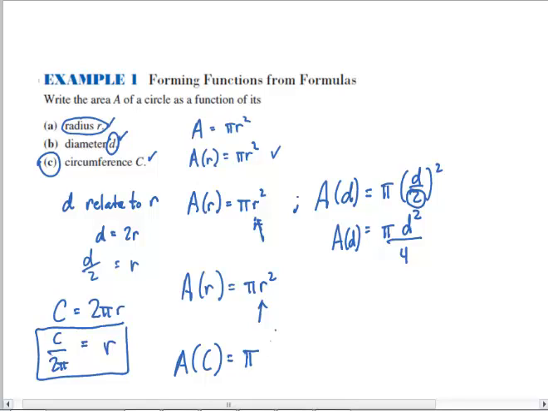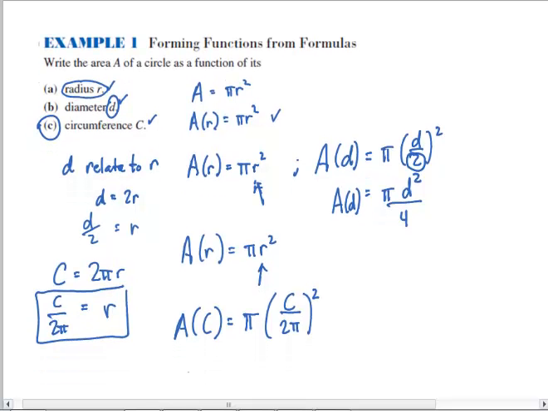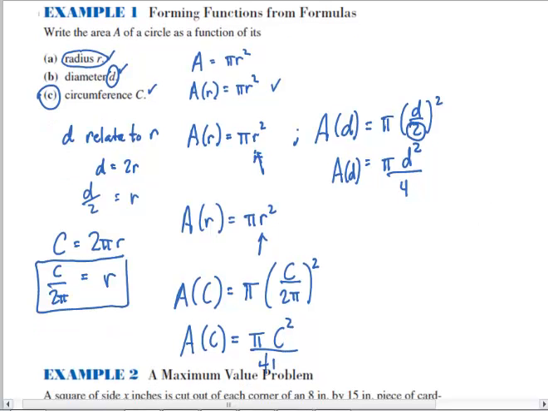So area is going to be transformed to a function of circumference that'll equal pi. The radius is going to be replaced with circumference over 2 pi, and I'm going to square that. So my end result for area as a function of circumference will be pi circumference squared all over, now I've got to square the bottom, I've got 4 pi squared. The pi squared cancels with the pi, and I'm left with just circumference squared over 4 pi, and that would be my area as a function of circumference formula.